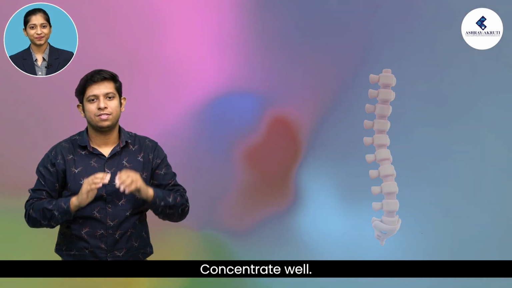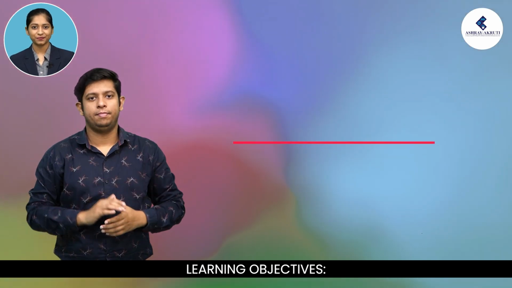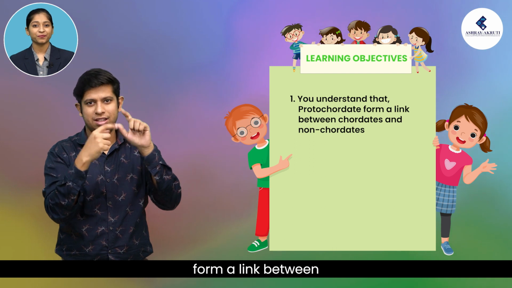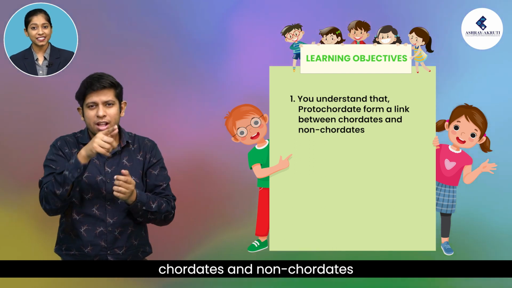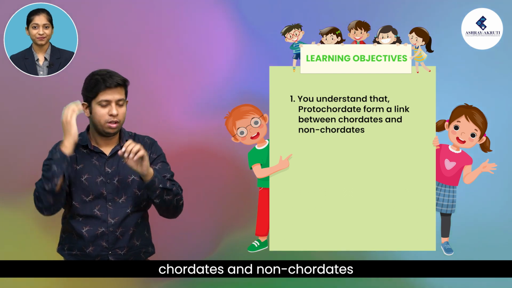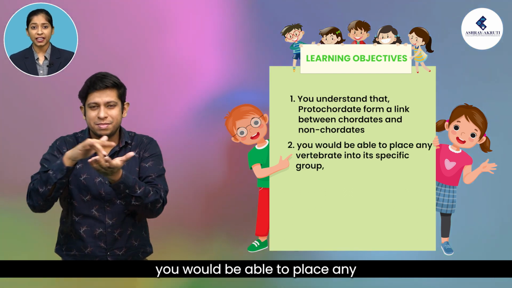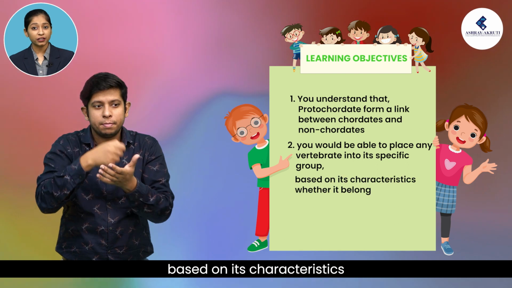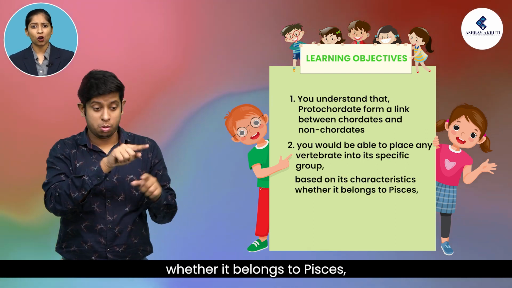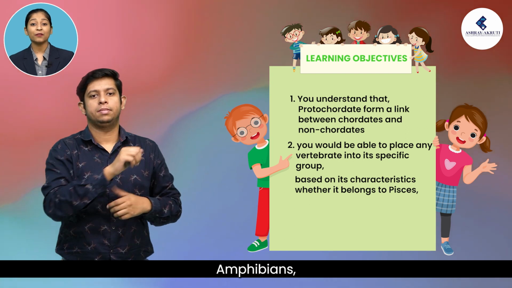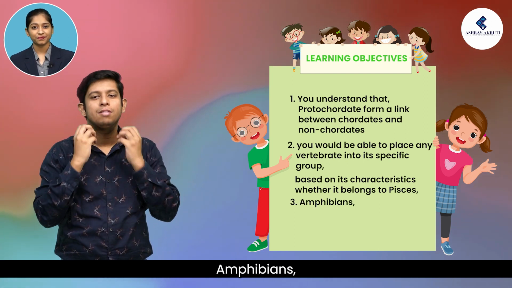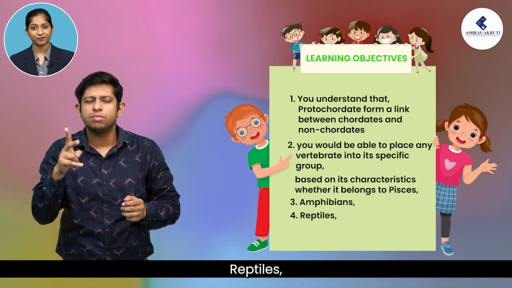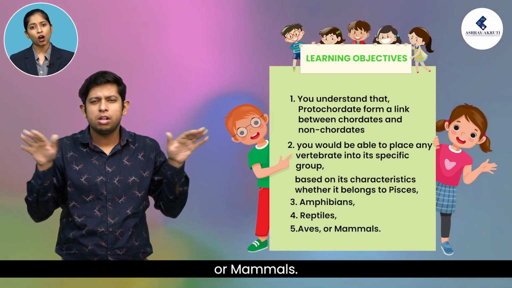Concentrate well. Learning objectives. You understand that protochordates form a link between chordates and non-chordates. You would be able to place any vertebrate into its specific group based on its characteristics, whether it belongs to pisces, amphibians, reptiles, aves, or mammals.